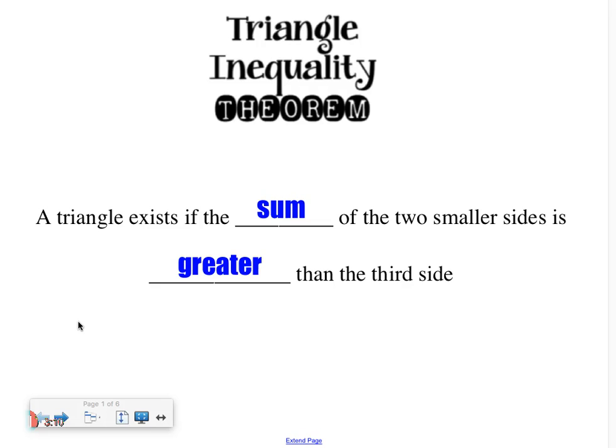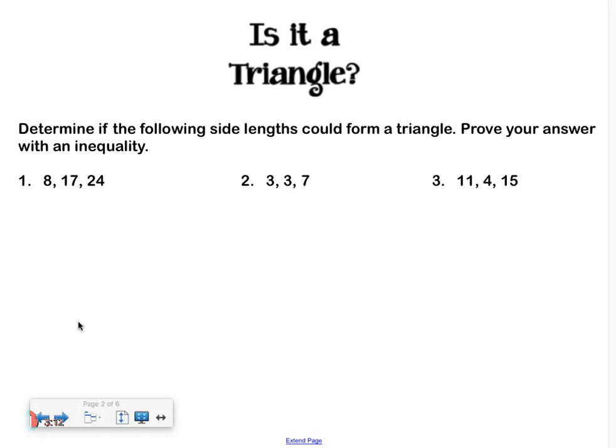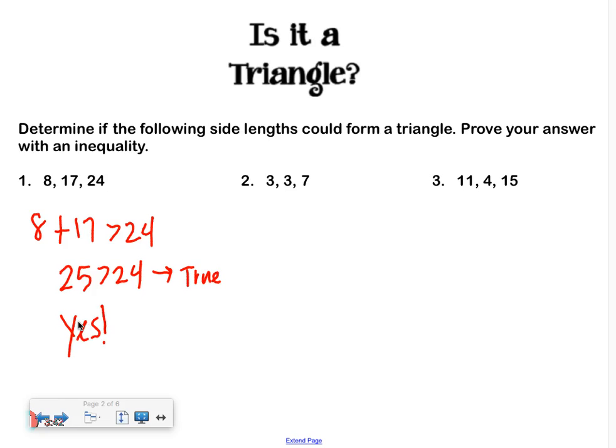So let's try a few examples here. It says determine if the following side lengths could form a triangle. Prove with an inequality. So this is all we're doing. What are my two smaller sides here? So you're going to take 8 plus 17, and we hope it's greater than 24. What's 8 plus 17? Is 25 greater than 24? So I'm going to put true. So, yes, a triangle can be formed. It works.